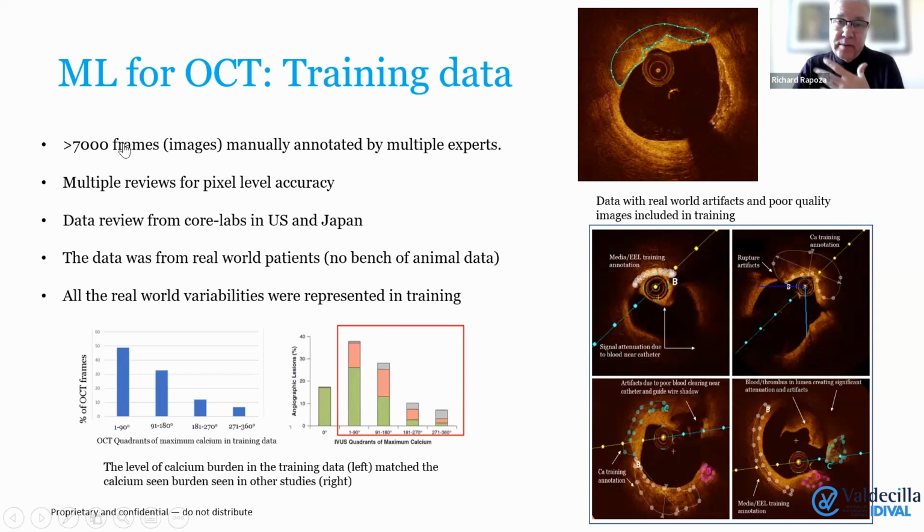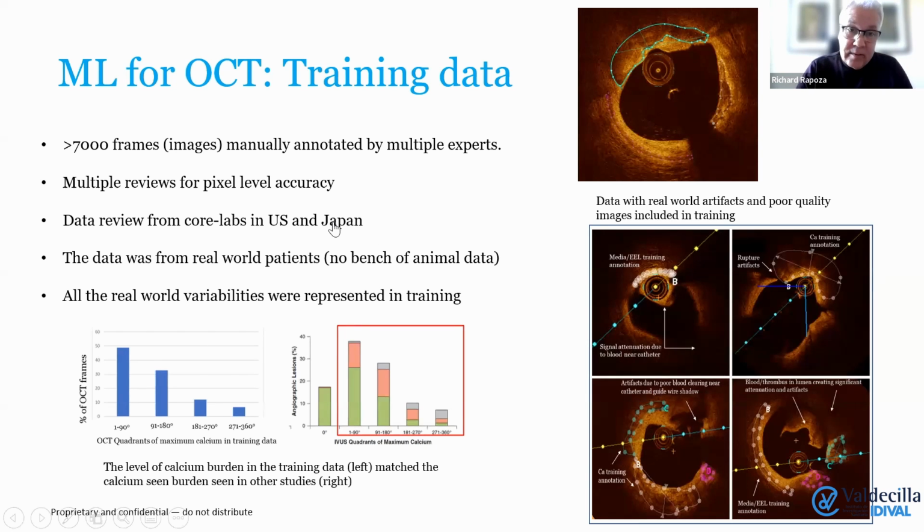The beauty here is, of course, I mentioned hundreds of pullbacks that we use, but each frame in those pullbacks counts as a data set in and of itself, because we're only looking at morphology per slice. So that amounted to greater than 7,000 frames to be able to train the algorithm. We use multiple reviews of pixel level accuracy to make sure that we have what we need. And the data review from core labs in the US and Japan was necessary just to cross-correlate interpretation.